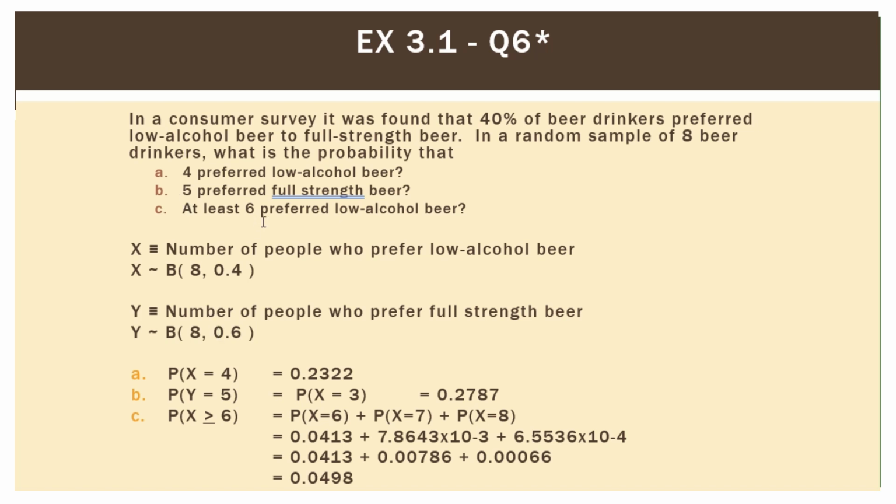Okay, at least 6. What does at least 6 mean? 6 or more. So always find the shorter way to do it. Don't go and take 0, 1, 2, 3, 4, 5 and add up. No need. You know 6 or more is 6, 7, 8 because 8 is the maximum, right? You have the N there, right? 8 is the maximum. So 6, 7, 8 and then you just add it up. You can put it in the calculator one shot and add it up also, no problem.